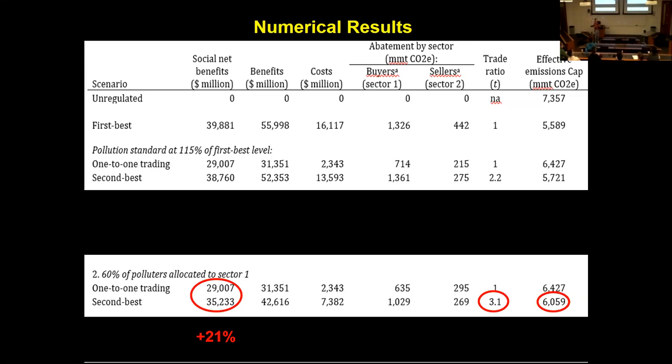I shouldn't have said effective, it's just total emissions. Why do they differ across these different scenarios?